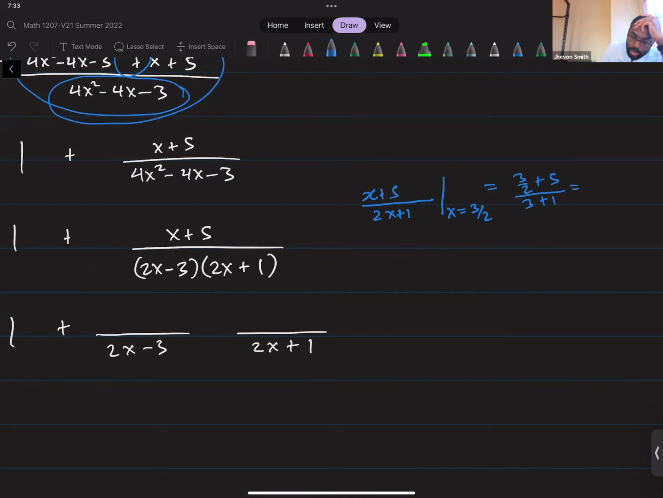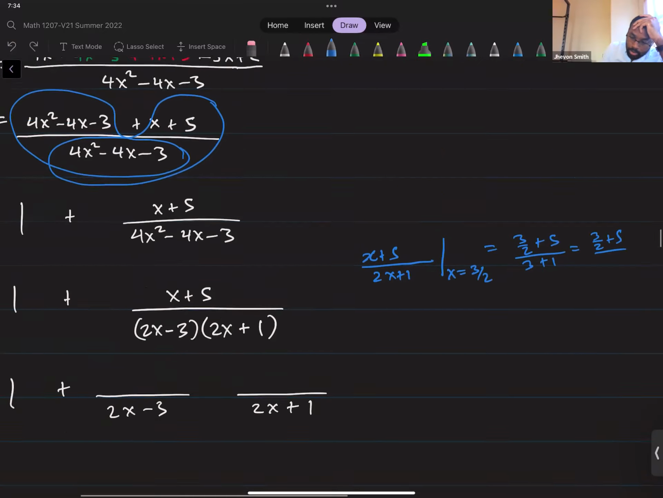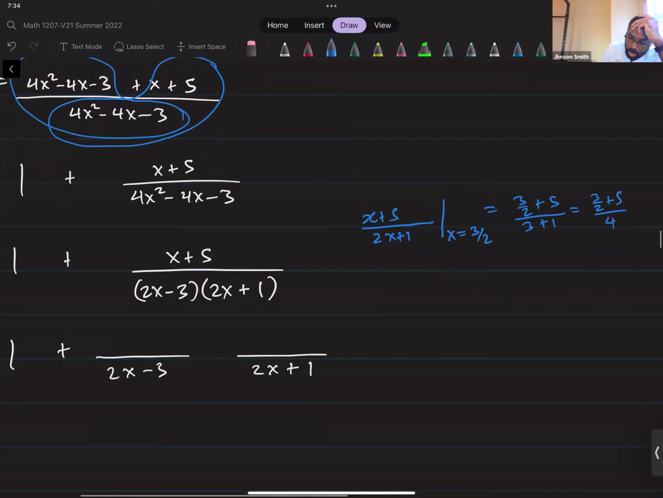In other words, that's 3/2 plus 5 all over 4. Multiply top and bottom by 2. I would get 13 over 8. Looks like. So I can actually plug that in here.